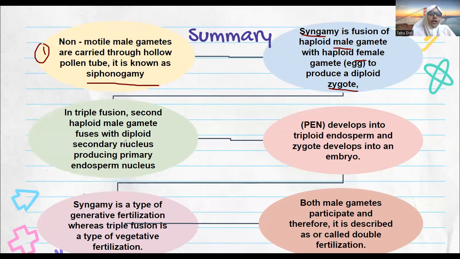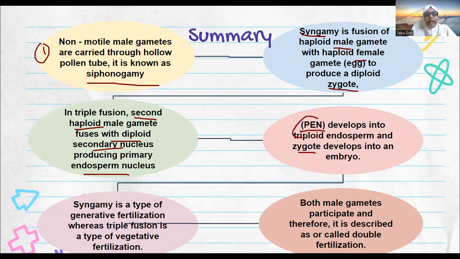Then the second fertilization will happen with the second male gamete. So the triple fusion, that is the 3N stage, will result from the fusion of the second haploid male gamete with the diploid secondary nucleus, which is there in the center, and they will form the endosperm. Okay, this will develop into the primary endosperm, and the zygote will develop into the embryo.